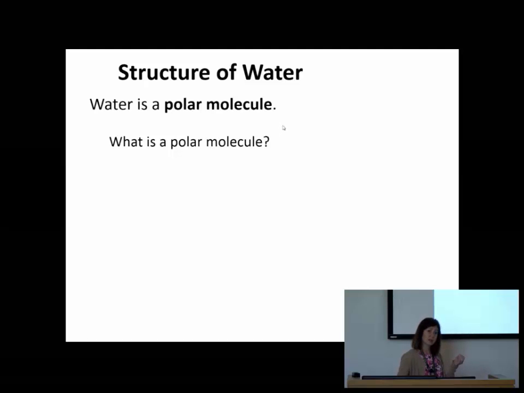So a polar molecule is one in which one end is partially positive and one end is partially negative. That's the definition of a polar molecule. One end is partially positive and one end is partially negative. But it results from having a geometry and polar bonds.